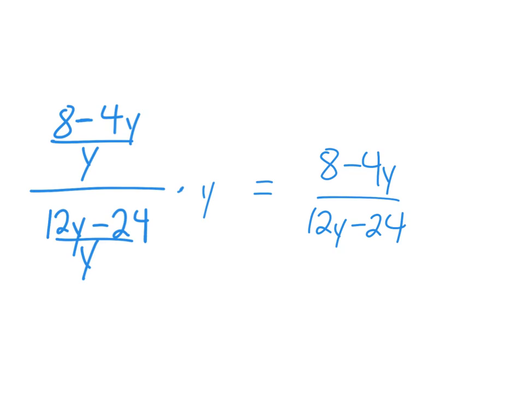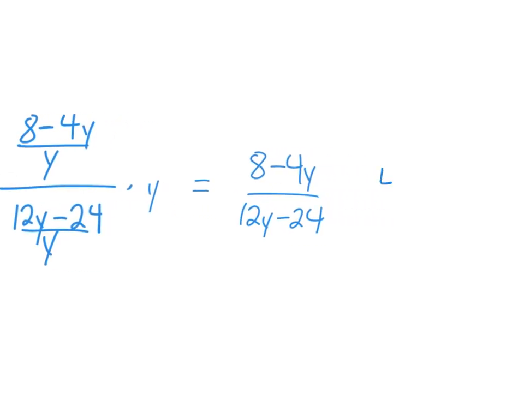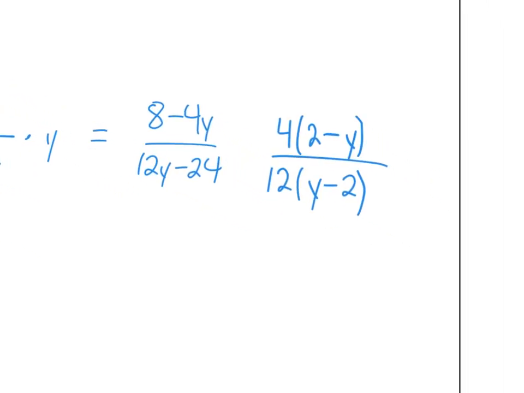And then I can just simplify that. Yeah? Okay, so I would pull out a 4. I'm going to go kind of fast. And then I would pull out a 12. 2 minus y over y minus 2 will cancel, but I just have to make it negative, right? So this would end up simplifying to negative 1/3.